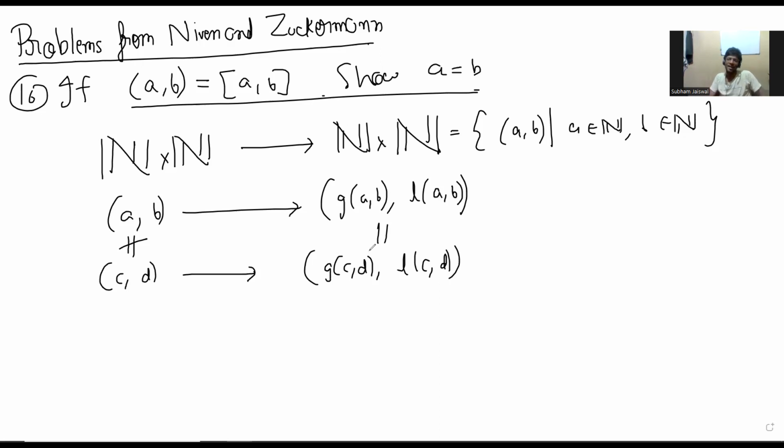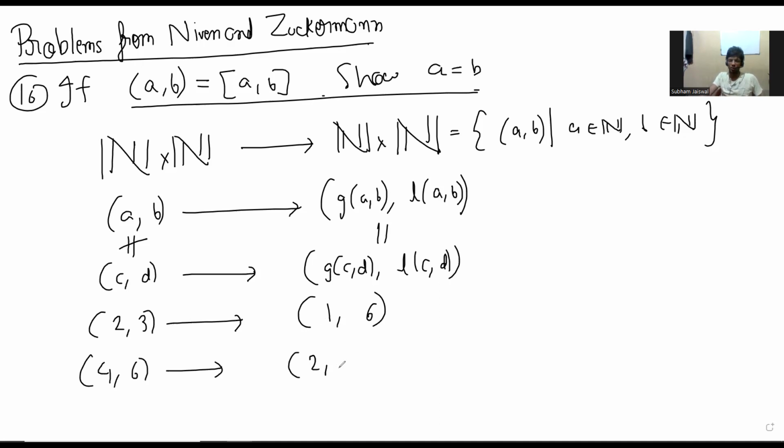Yes, anyone? If the question is not clear, you should tell me. For example, you can take 2 comma 3, then this will go to 1 comma 6. And if you take 4 comma 6, then this will go to 2 comma 12. So is it possible that two different pairs go to the same pair?